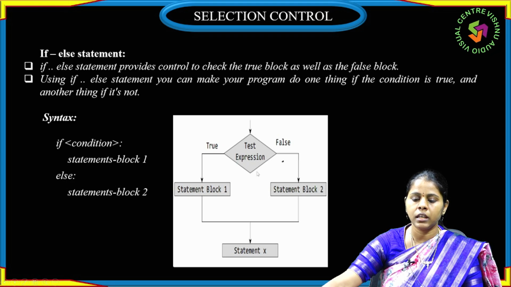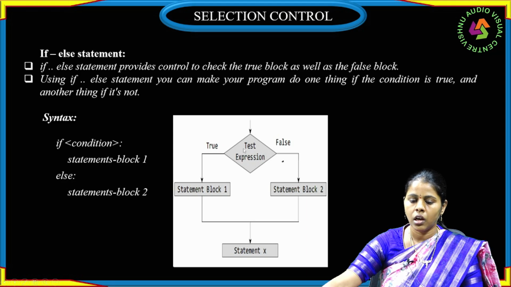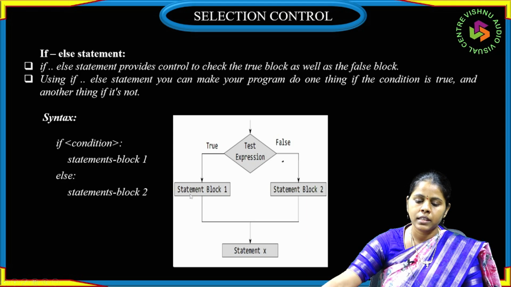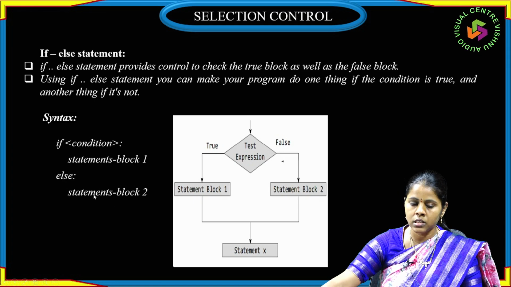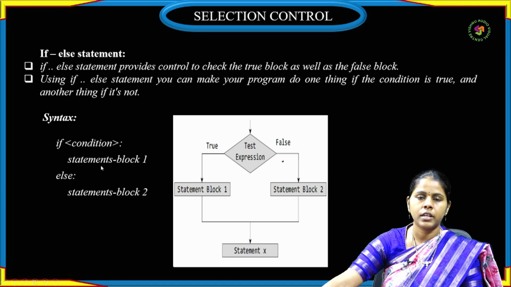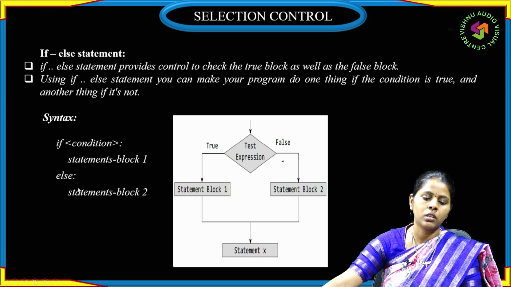Here I am checking the test expression first. I am giving one expression here. If that expression is true, it will execute statement block 1. That is if. If that expression is false, it executes statement block 2. That is the else block. The syntax is: if the condition is true, it will execute statement block 1. Otherwise it will execute statement block 2, if the condition becomes false.